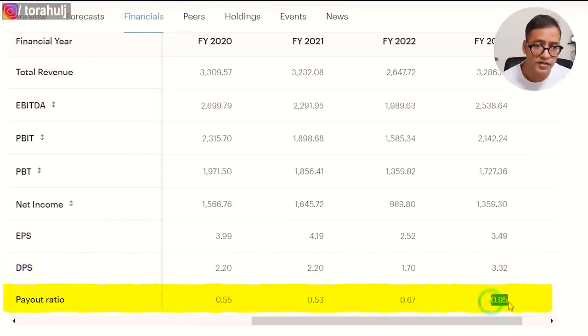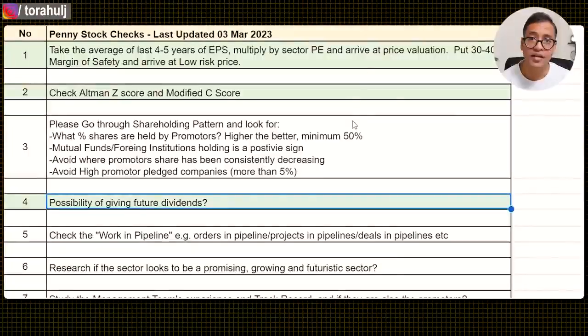Last year they gave 95% of the earnings as dividends, and prior to that 67%. Again, this is a PSU, I know that. So in cases of PSU, there are chances that the company gives you dividends. So from that perspective, it looks healthy to me. Like this, you need to perform individual checks that you can find out.